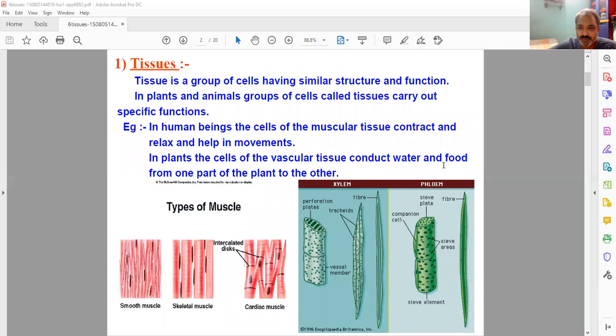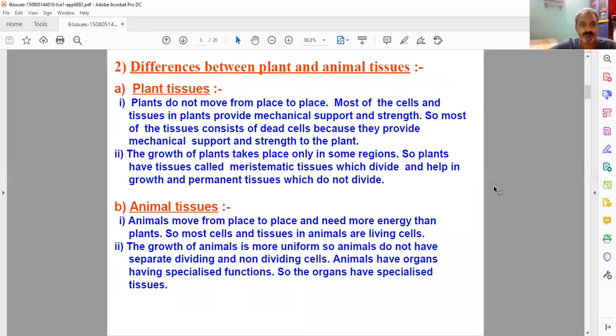So now we move to next slide. It's not moving. Hmm.